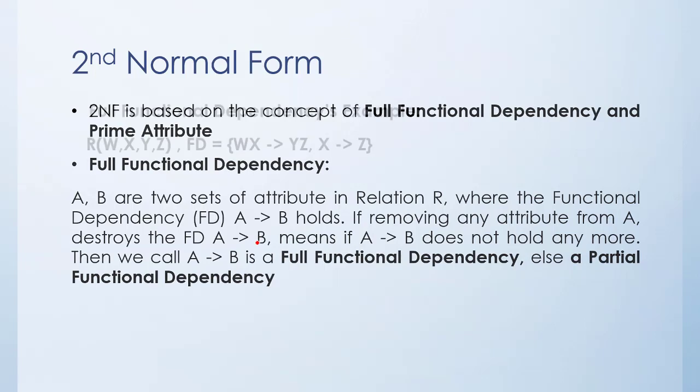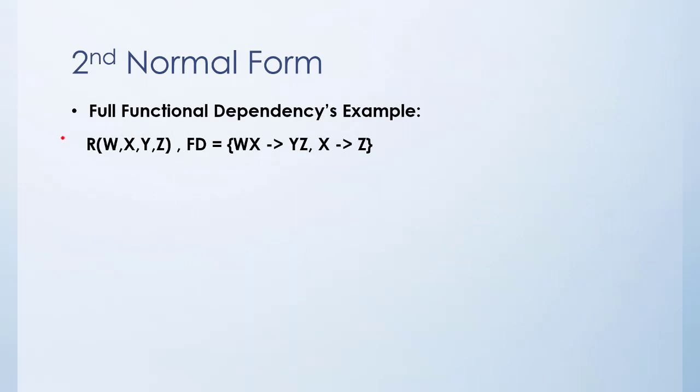So let us take an example. Consider that R is a relation of four attributes W, X, Y and Z where the set of functional dependencies FD is given by WX determines YZ and X determines Z. So we can write WX determines Y using the decomposition rule. Then WX determines Z using the same decomposition rule, and X determines Z.